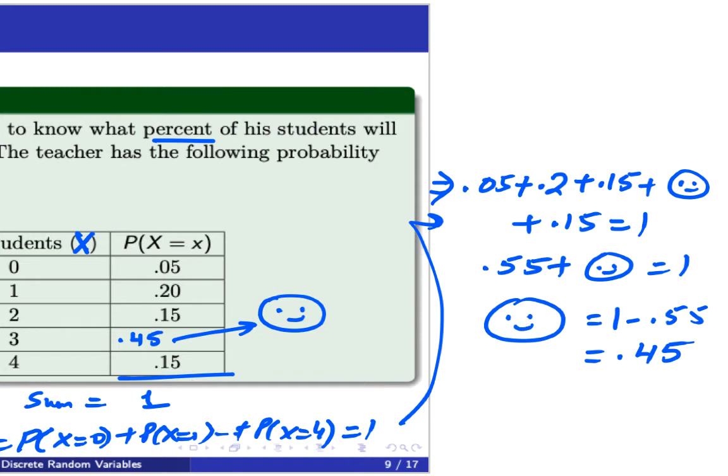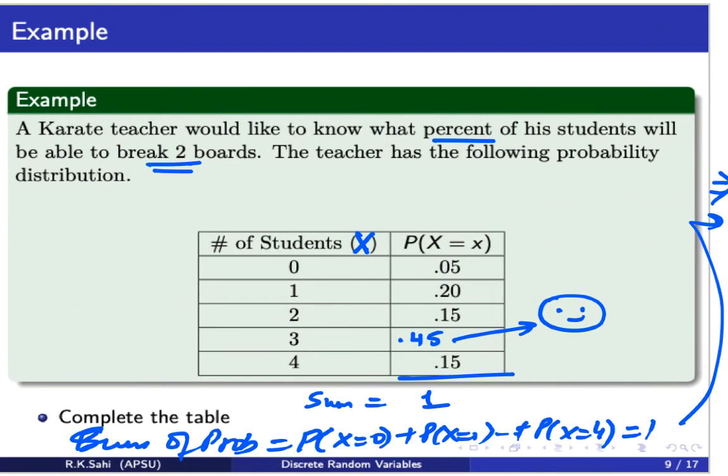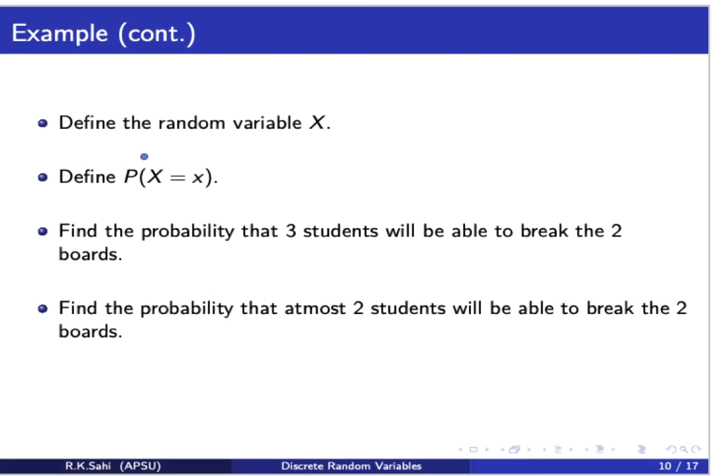Okay, guys. Now let's look at some other kinds of questions which can be asked on these kinds of examples. We have completed the table because this is basically related to the information about your probability distributions. It says, define the random variable x. So what do you think is the random variable here?